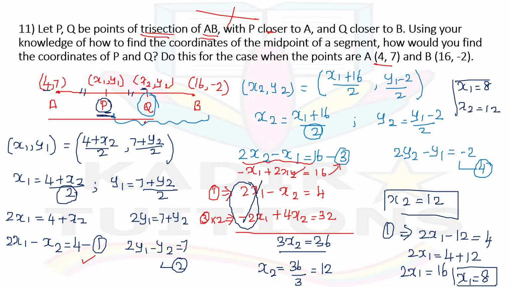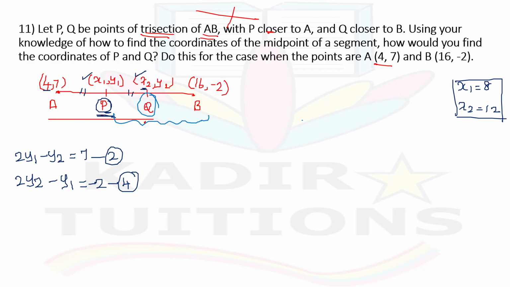The same way we are going to find the values for y1 and y2 also. Then we'll replace the coordinates p and q with the values. In order to find the values of y1 and y2, we are going to compare equations 2 and 4. Equation 2 is in the form of y1, y2, but equation 4 is in the form of y2, y1. So first we will rewrite this: minus y1 plus 2y2 equal to minus 2. So we have rewritten the fourth equation in terms of y1, y2.